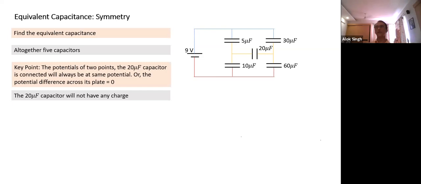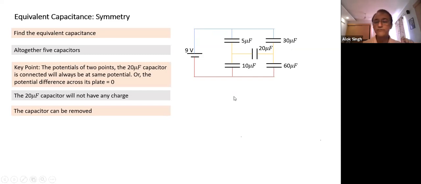Any capacitor for which the potential difference always remains 0 never carries any charge. So we can take it out of the circuit. We can remove this capacitor. You understood the reason why it can be removed? In which case can it be removed? When this by this ratio is the same as this by this ratio.